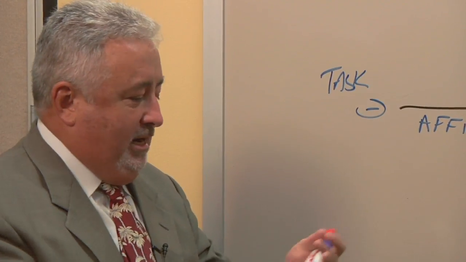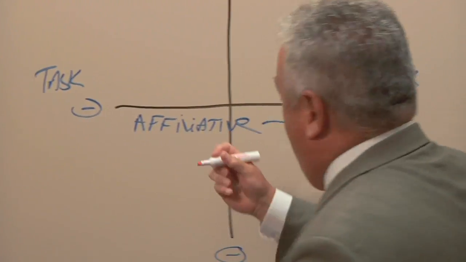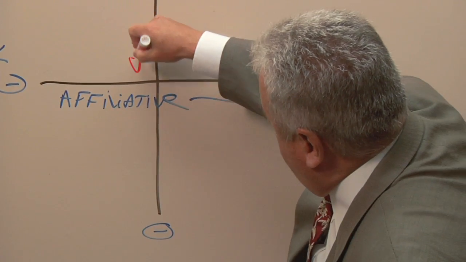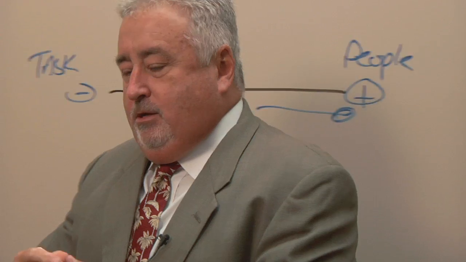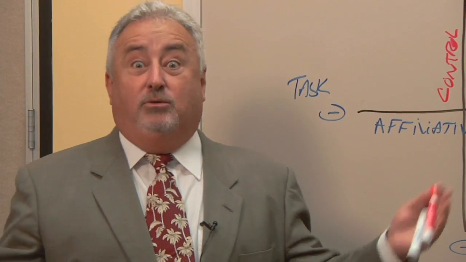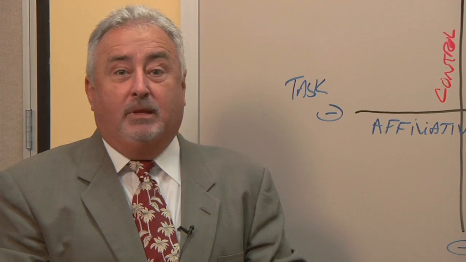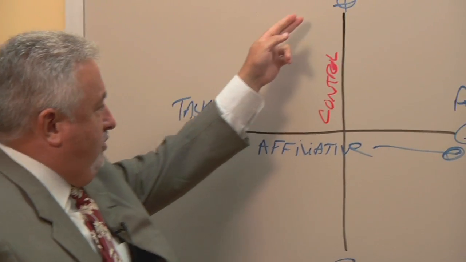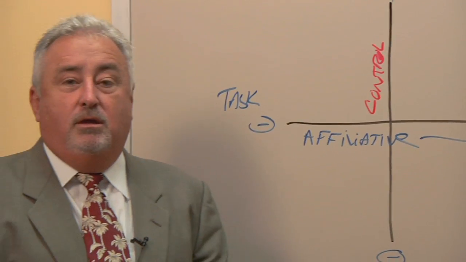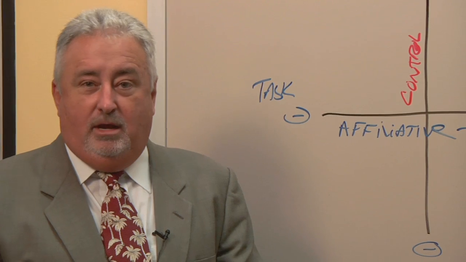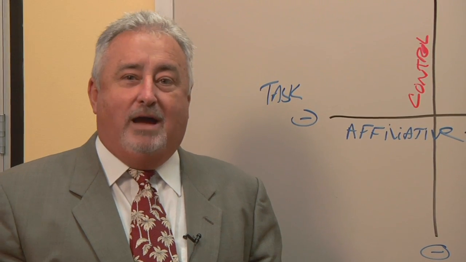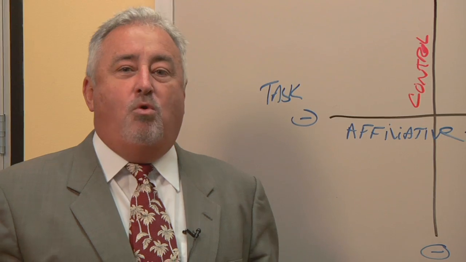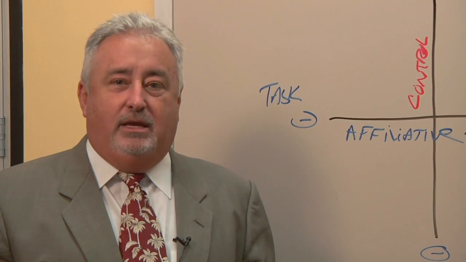The vertical side here, I want you to write control on. You need to have people who control in the world. Otherwise, there would be no change. And sometimes you need that. People who are high in control take control of their environment. They do not accept the world or the organization in the way it was offered. They like to mold it to fit their needs.